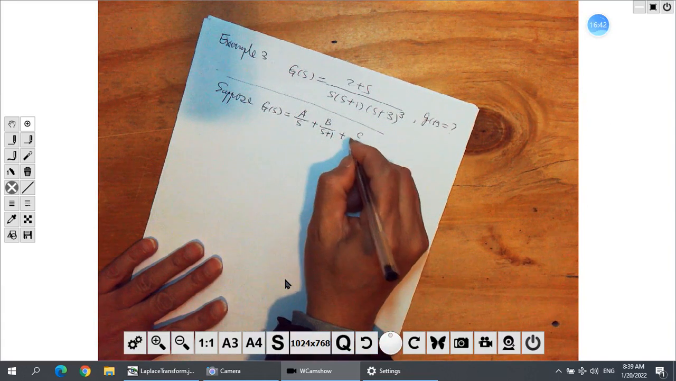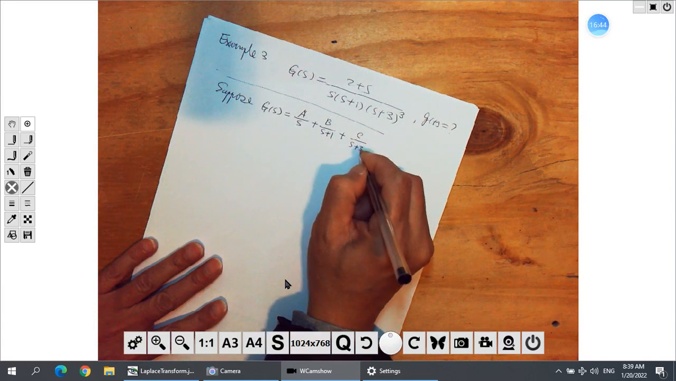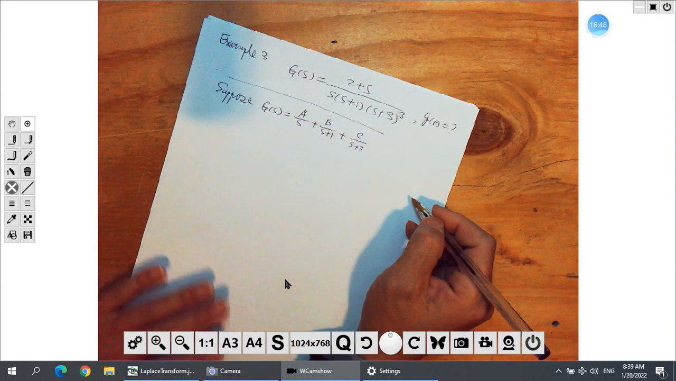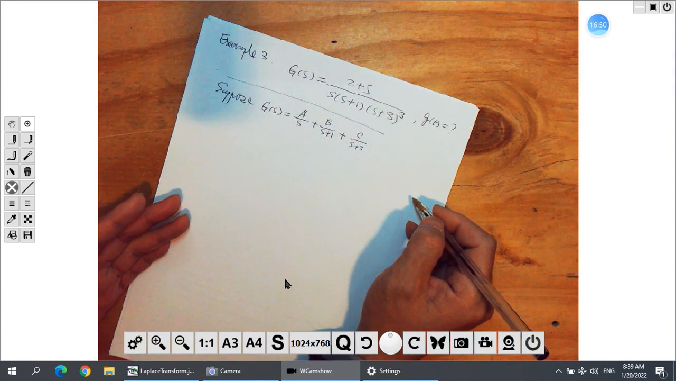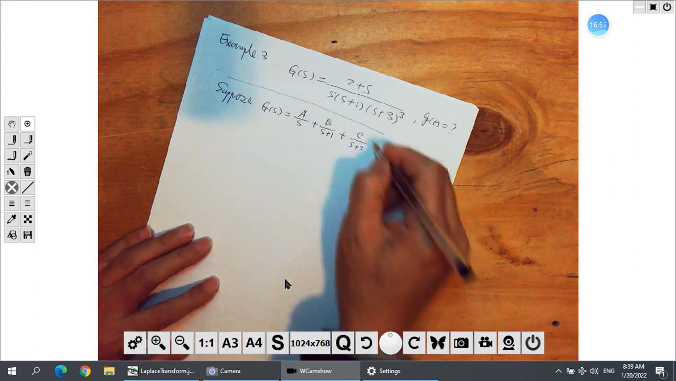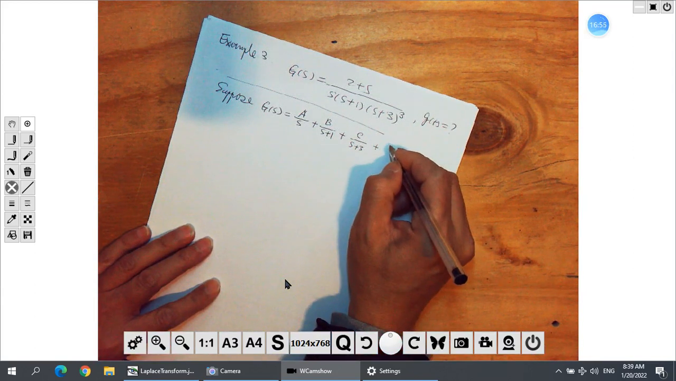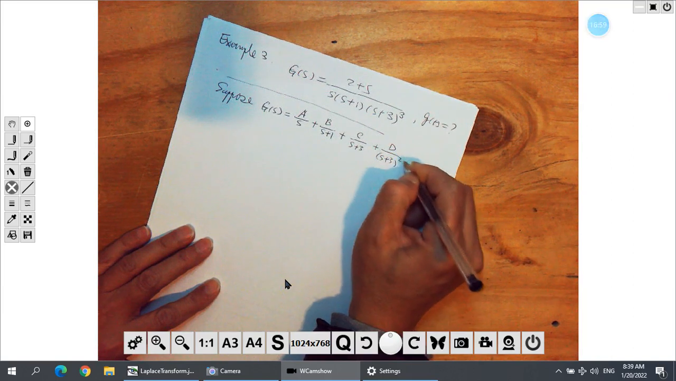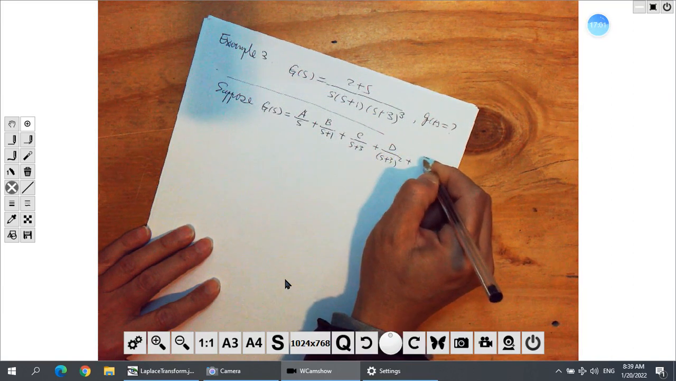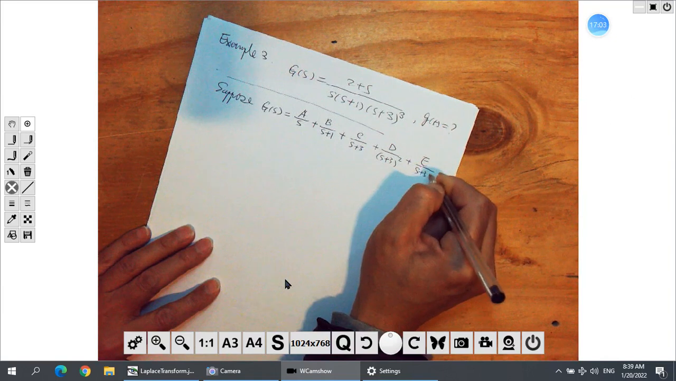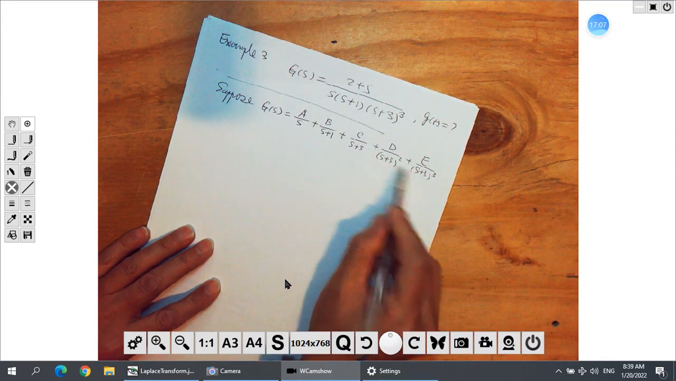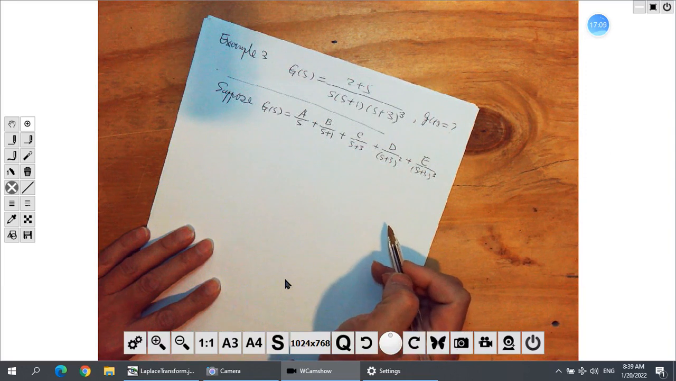Where can you find the 3 terms? This one, of course, will be a term: C over s plus 3. Then how to get the other 2 terms? We can just add powers on it: D over (s plus 3) squared and E over (s plus 3) cubed. That's it. Now we have 3 terms.